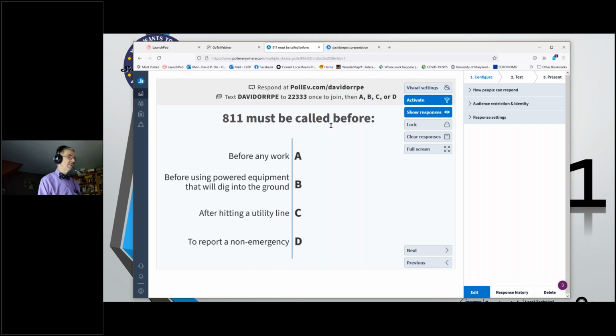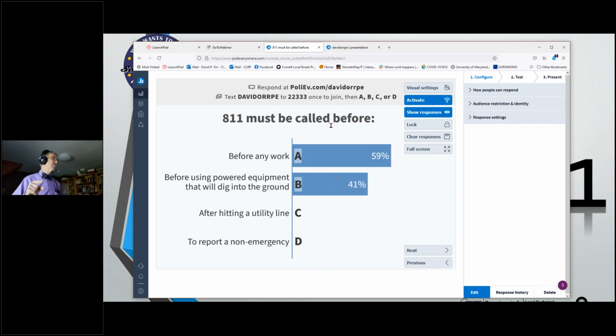Okay, I've activated the 811 must be called. Let's see what people say. Now this one, I know I will get different responses because I'm talking to folks in Ohio, because the rules in Ohio are different than they are in New York. And frankly, every state has its own different rules. So I expect to not get the same answer that I would get in New York, but let's just ask a couple of questions about that.